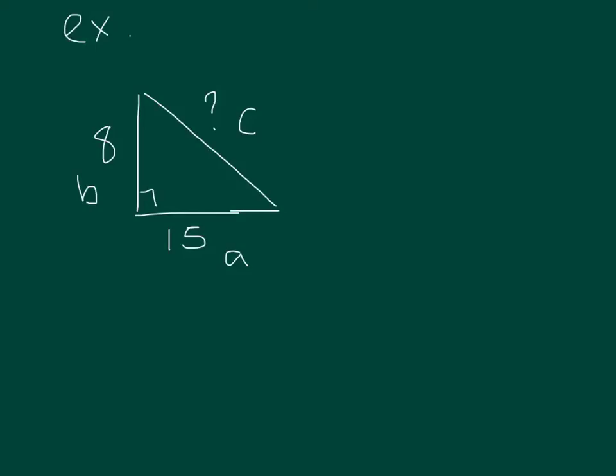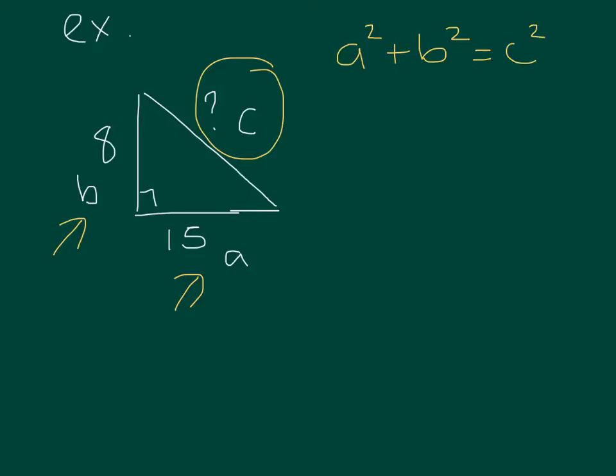So this is your example, and again, I have given you the value of leg B and the value of leg A, and we are looking for the value of C. So you're going to go ahead and write this out. Again, we know the equation for Pythagorean theorem is a squared plus b squared equals c squared. We've been given the value of A, so I pop in my A, and I know it's 15 squared plus, and the value of B is 8, so 8 squared equals c squared.